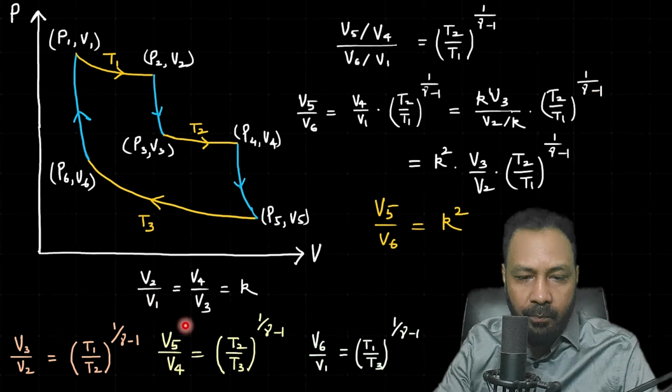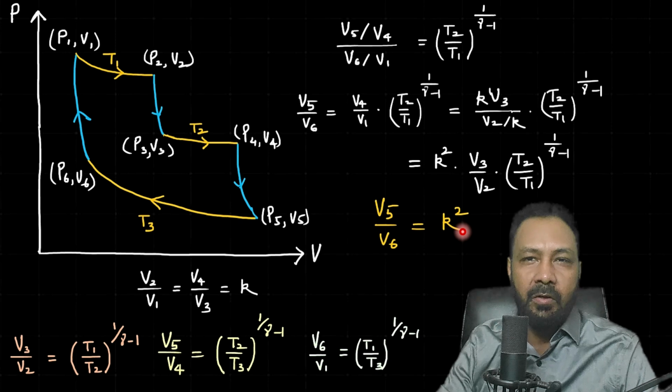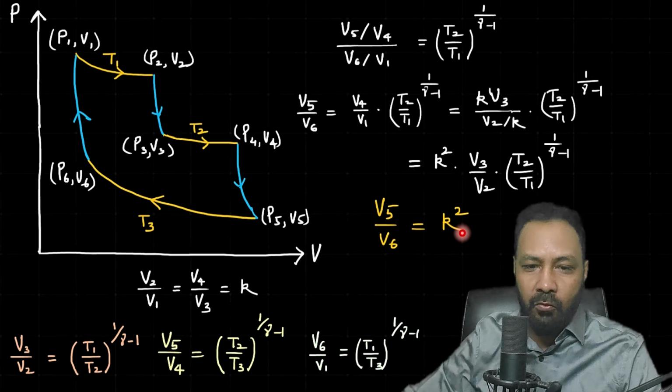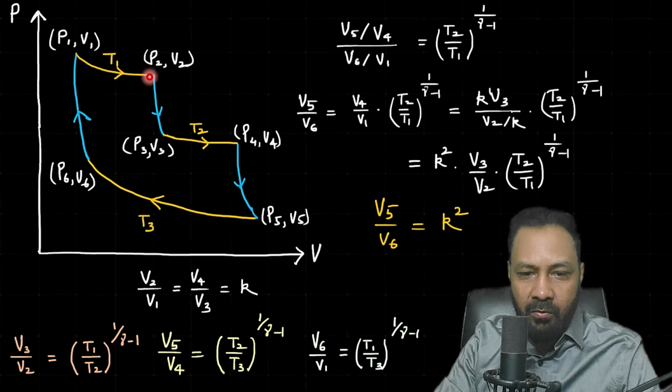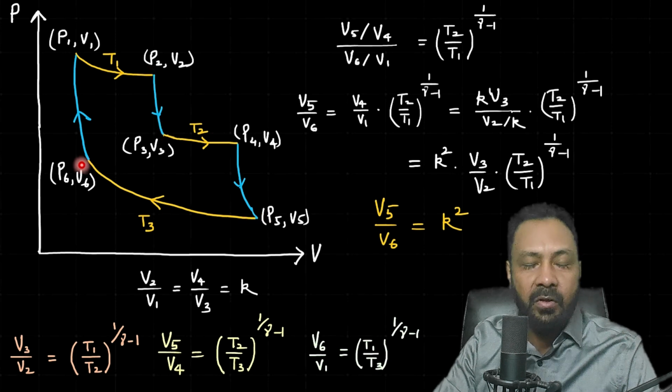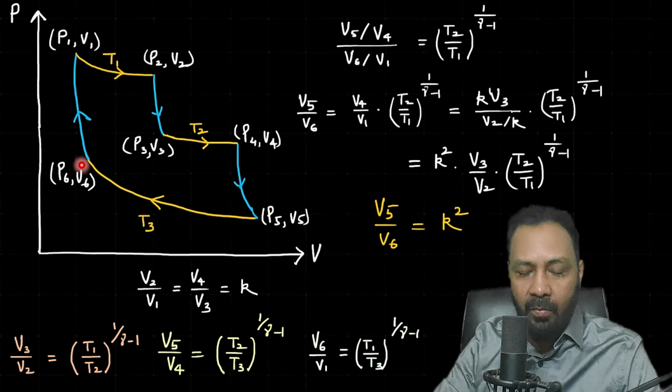And see, V3 by V2 is equal to (T1 by T2) power 1 minus gamma 1, and this is (T2 by T1) power 1 minus gamma minus 1. Their product will become 1. So we will get V5 by V6 equal to K square. So one very good result is that if the volume expansion ratio here is K, and volume expansion here is K, then the volume compression ratio here is K square. That is also a good result that can be used.